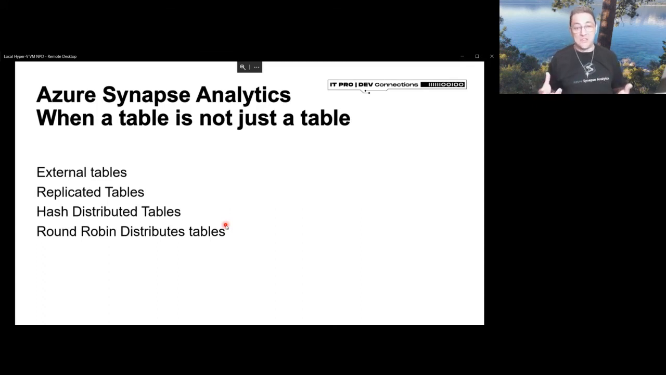You have the hash distributed tables. That's the one that will give you the best performance, especially when you have more than one compute node for your particular dedicated performance level. And you have the round robin distributed ones that will give you evenly distributed data in between the distributions, but may hurt you when you are processing data in parallel in multiple compute nodes, all right?